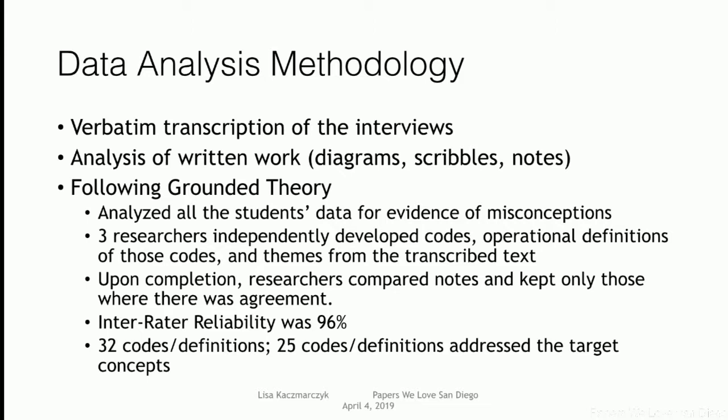And you code them and you give them little labels, and I'm going to show you an example in the next slide or two. We ended up with 32 different codes, meaning 32 different things that we'd agreed, okay, there's something going on here, it's a misconception, and then we write a definition for everything that you've seen. And of those 32, 25 of them focused on the concepts we were actually looking for, which means we also found some things in addition to what we were looking for, which is always interesting.